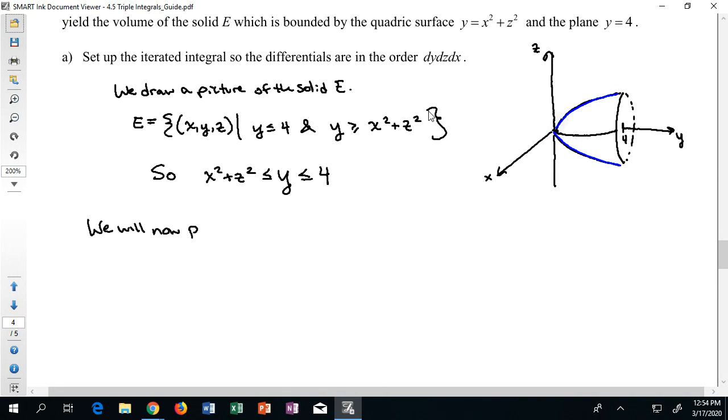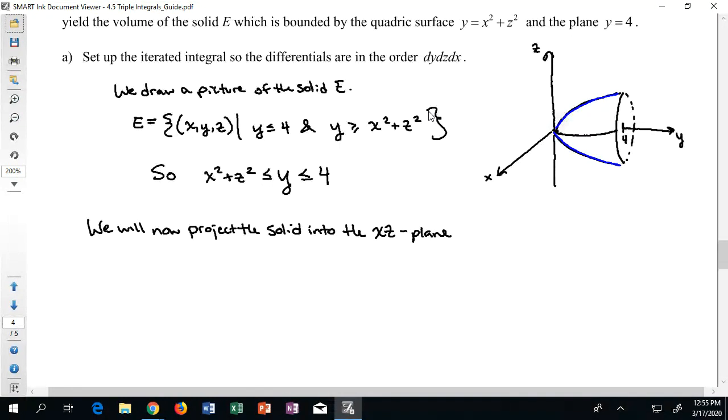I'll say we will now project the solid into the xz plane. Again, I need to try to think about how much space I actually have to walk around in.